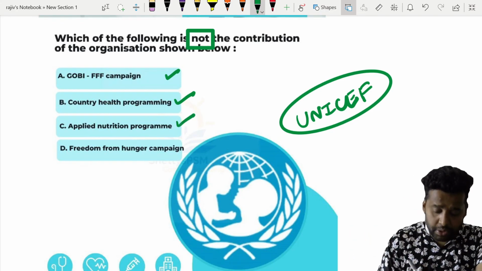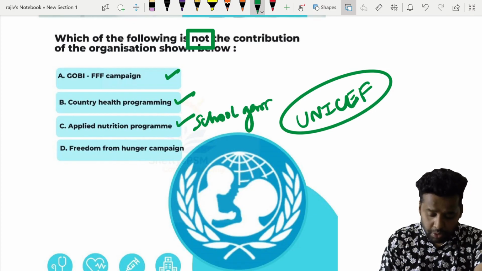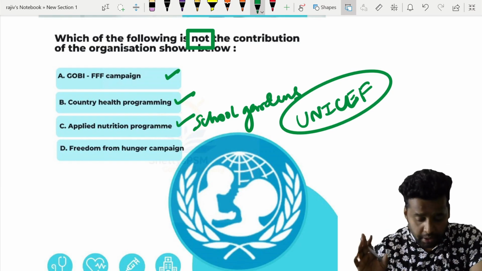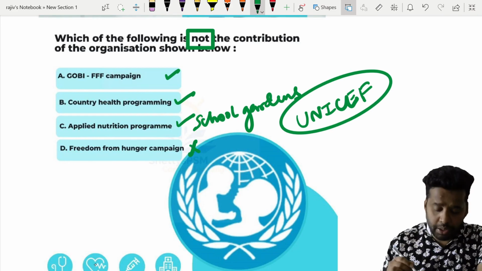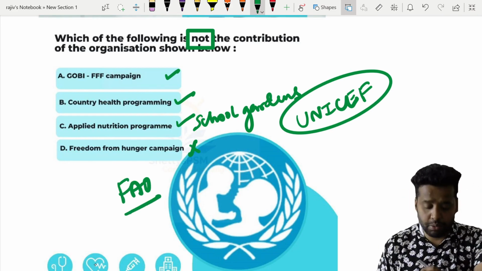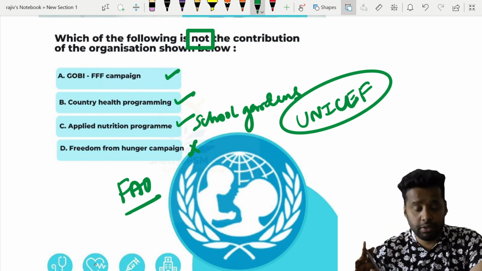Applied nutrition program is very important, where you put school gardens and promote children to grow their own vegetables in schools, funded mainly by UNICEF, the infrastructure part. Freedom from hunger is promoted by FAO, Food and Agricultural Organization, not related to UNICEF.